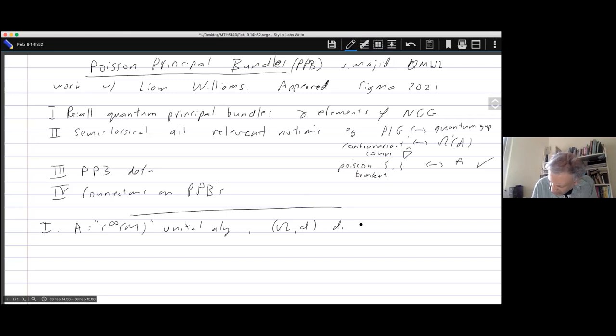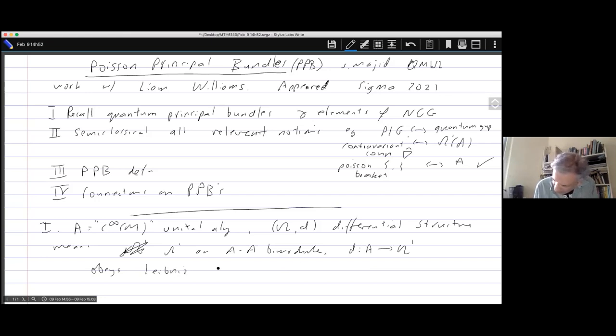It's a differential structure at first order, meaning omega 1 is an A-A bimodule, and d is a map from A into omega 1 that obeys the Leibniz rule. That's with respect to the bimodule structure, if you think about it. And the map A tensor A to omega 1, given by a tensor b goes to a db, should be surjective. Now you can do without that condition, and then you will have something which is a bit weaker than a differential calculus in the usual sense.